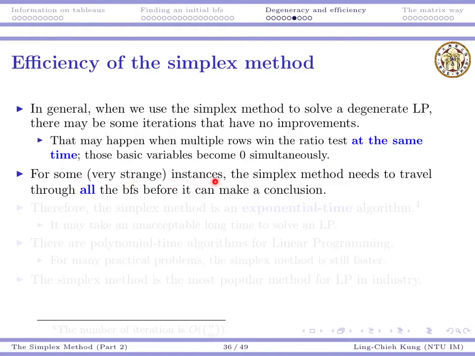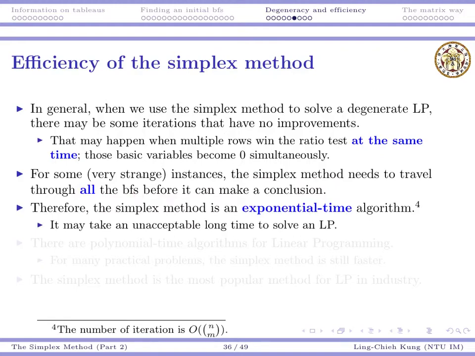For some very strange instances, the simplex method will need to travel through all the basic feasible solutions before it can make a conclusion. Here, making a conclusion means to find an optimal solution or to show that the problem is unbounded. Some researchers have created some very strange instances to show that the simplex method needs to travel through all the extreme points or all the basic feasible solutions. And if that's true, then we call the simplex method an exponential time algorithm.